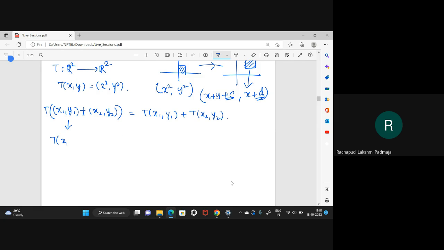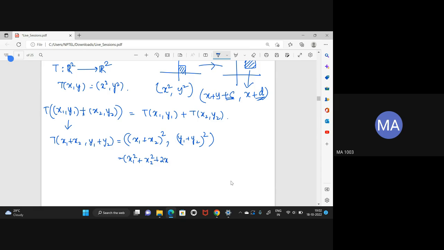x1 plus x2, comma, y1 plus y2. This is (x1 plus x2) whole square plus (y1 plus y2) whole square. So I'll get x1 squared plus x2 squared plus 2 x1 x2, comma, y1 squared plus y2 squared plus 2 y1 y2.